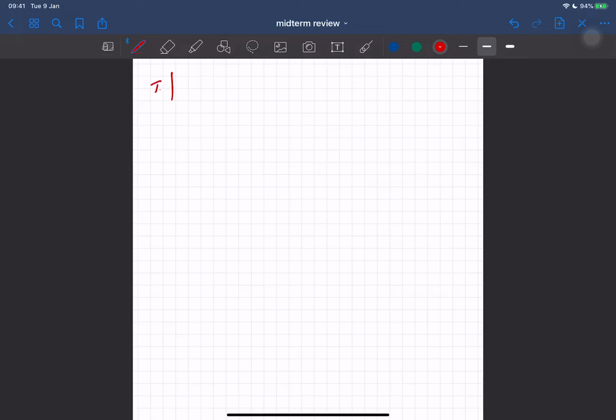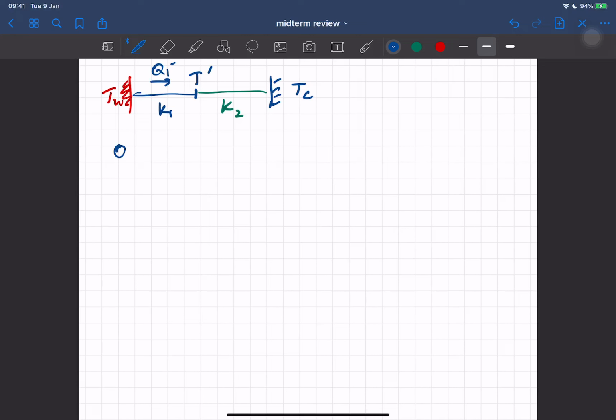Okay, so we have TW, and then K1, K2, and then TC here. And again, our first task is to find the temperature halfway between the two rods. So let's calculate heat flow through K1, which is Q1 prime. So Q1 prime is K1 times A over L times delta T, the temperature difference, which in this case is TW minus T prime, and then times time, right? It's the same formula, except in this case we don't know what T prime is. So we just put it as the unknown variable, which we're gonna solve later.